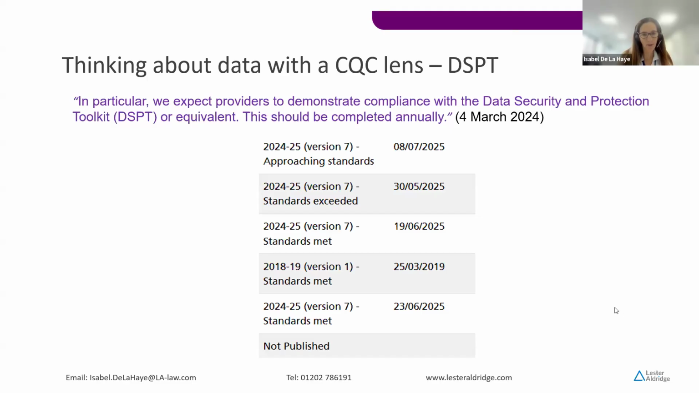And I'd just like to emphasize that in CQC's well-led key question, under the governance, management and sustainability quality statement, they have as an evidence category, data or notifications are consistently submitted to external organizations, as well as a subtopic, cybersecurity and data security protection toolkit. It doesn't have to be the DSPT, but if it's not, it must be an equivalent.